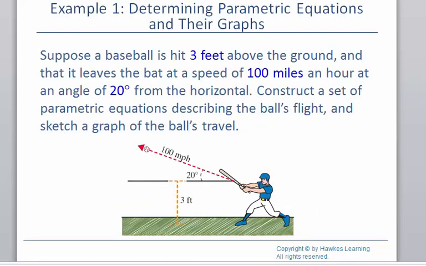Our first example says suppose a baseball is hit 3 feet above the ground and that it leaves the bat at a speed of 100 miles an hour at an angle of 20 degrees from the horizontal. Construct a set of parametric equations. Therefore, it's asking me to do an x equation and a y equation that describe the ball's flight, and sketch a graph of the ball's travel.